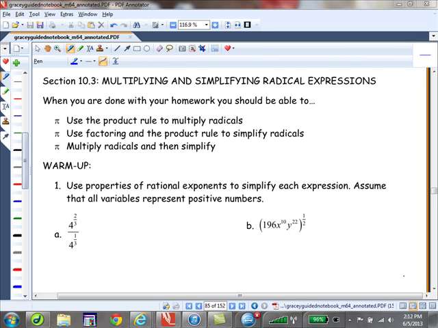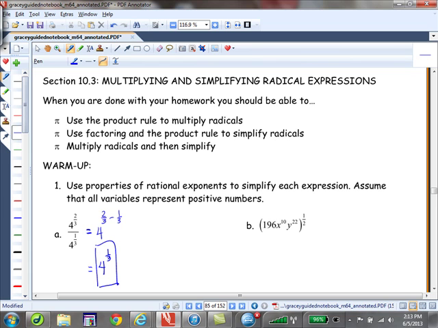Okay, let's see how you did. Here we have the same base of 4, and so we'll be subtracting the exponents. They both have the same denominator, so we'll have 4 to the 1/3. It can't be simplified further, so we're done.